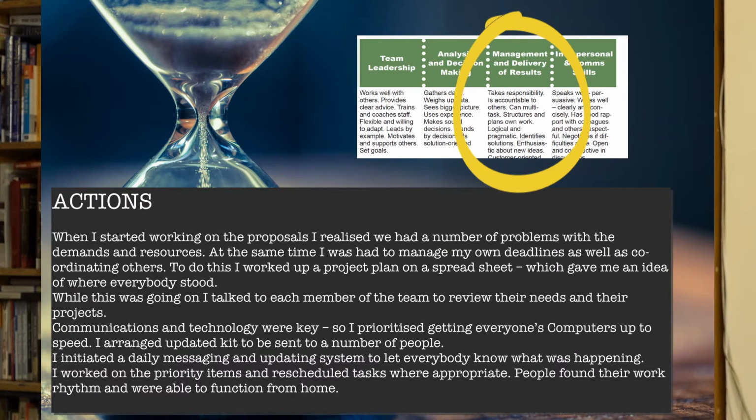I worked on the items in priority order, and rescheduled tasks where appropriate. People found their work rhythm and we were able to function properly within the 2 weeks.